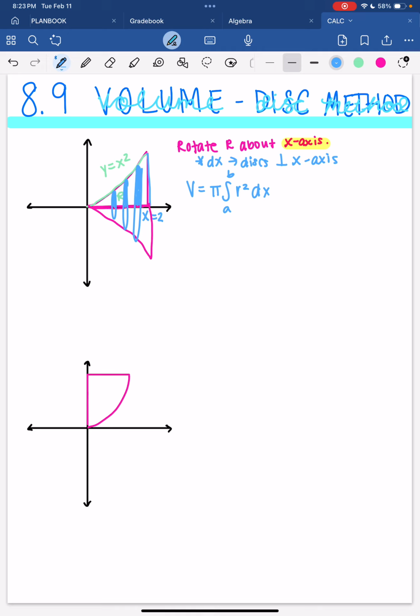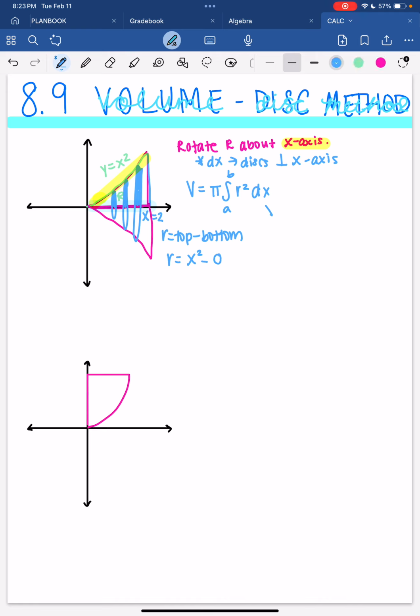And because the radius is vertical right now, it's like a vertical segment, the radius is going to be the top minus the bottom function. That's how we're going to find it. So the radius is going to be the top function, x squared. So the top function is right here. See how they're all touching x squared on top? And then the bottom function down here is the x-axis, which is going to be 0. So my radius is just going to be x squared.